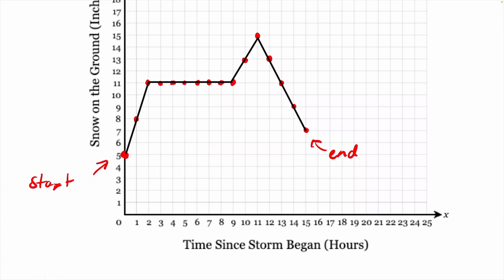Let's see. Another question. How many inches were on the ground when the snow stopped? 11, right? There was 11, right? The snow stopped at 11, and it stopped and it kept going at 11. How many hours have gone by from beginning to end? 16 hours, or 15, right? 15 hours, right? There's a 15-hour span from the beginning of the storm to the end.